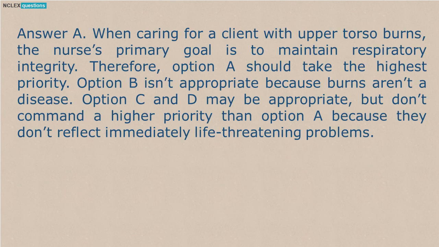Answer A. When caring for a client with upper torso burns, the nurse's primary goal is to maintain respiratory integrity. Therefore, option A should take the highest priority. Option B isn't appropriate because burns aren't a disease. Option C and D may be appropriate, but don't command a larger priority than option A because they don't reflect immediately life-threatening problems.